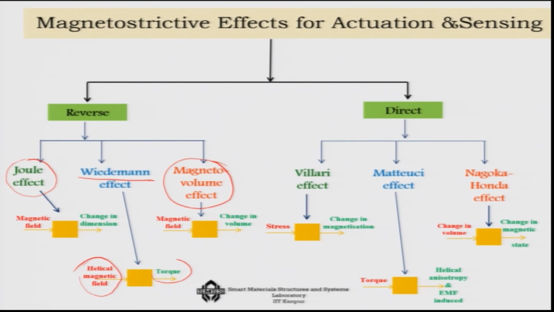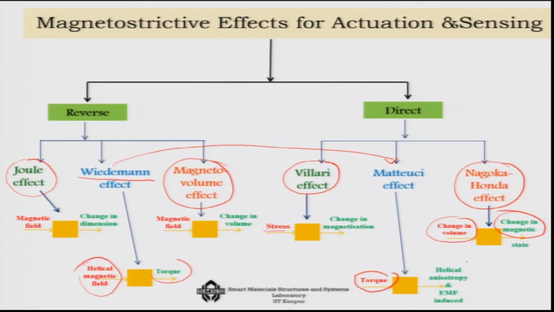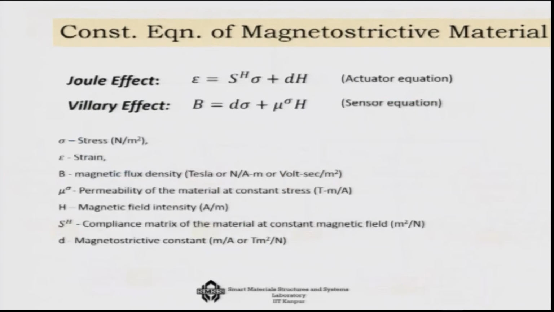And from the direct effect point of view, if I stress it, a change in magnetization will take place, that is the Villari effect. If I apply a volumetric stress, it is called the Nagaoka-Honda effect, where there is a change in magnetic state also. And finally, the Wiedemann effect's counterpart is called the Matteucci effect, where if I apply a torque, I am going to see helical anisotropy and EMF will be induced in the system. So, there are at least 6 variations which are very common in magnetostrictive materials.